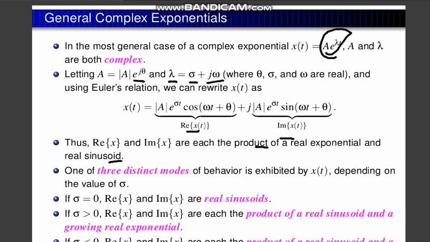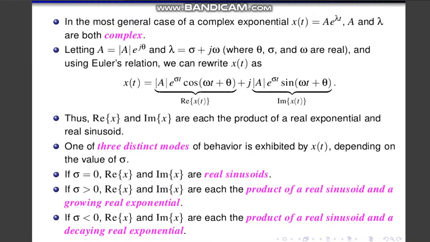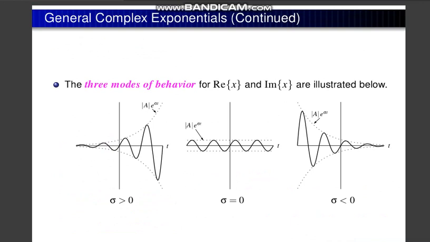One of three distinct modes of behavior is exhibited by x(t), depending on the value of sigma. If sigma is equal to 0, it is a real sinusoid kind of complex sinusoid. If sigma is greater than 0, it is a product of a real sinusoid and a growing real exponential. And if sigma is less than 0, it is a decaying real exponential. So that is the difference when we have different values of sigma. Now we can see some general complex exponentials.